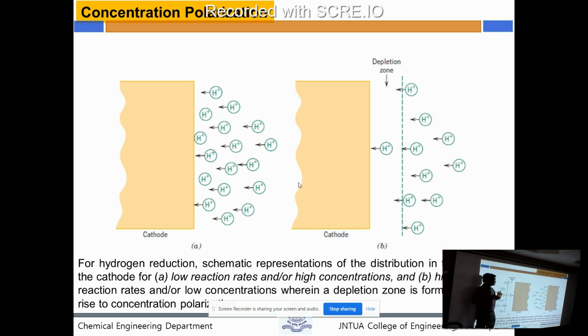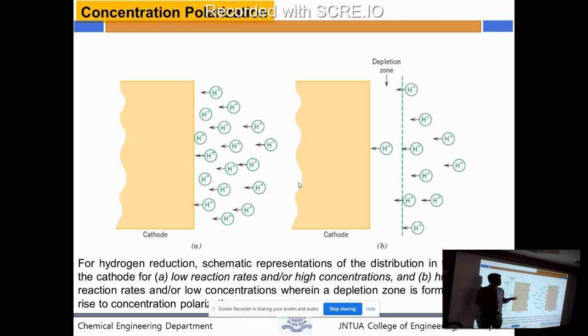Let us say for this case, because in diluted solutions, I already know that a depletion zone has formed. What do you mean by this depletion zone? Absence of ions in this zone. Already ions are lacking.